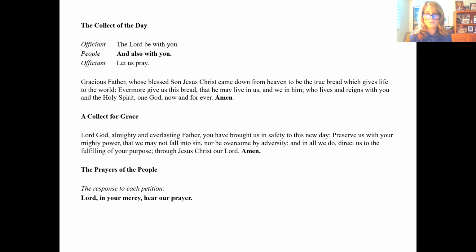We bring to you those who are dear to us and are in need in body, mind, or spirit. For Ethan, Douglas, Gwen, Linda, Jack, Cole, Laura, Jan, and Craig. Who is on your heart? May they feel the power of your healing presence, we pray. Lord, in your mercy, hear our prayer.